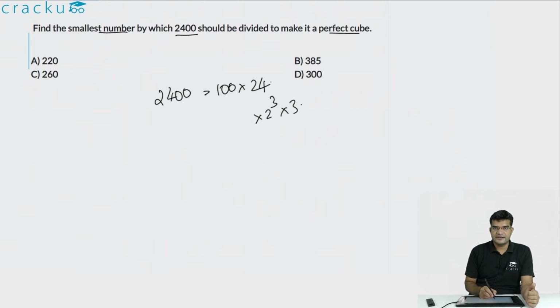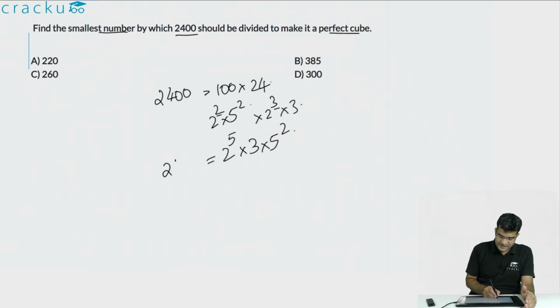What is 100? 100 is 10 square, 10 is 2 into 5, so the value of 100 should be 2 square into 5 square. Or we can simplify this as 2 to the power 2 plus 3, so that is equal to 2 to the power 5 into 3 into 5 square. This is the value of 2400 after we do the prime factorization.